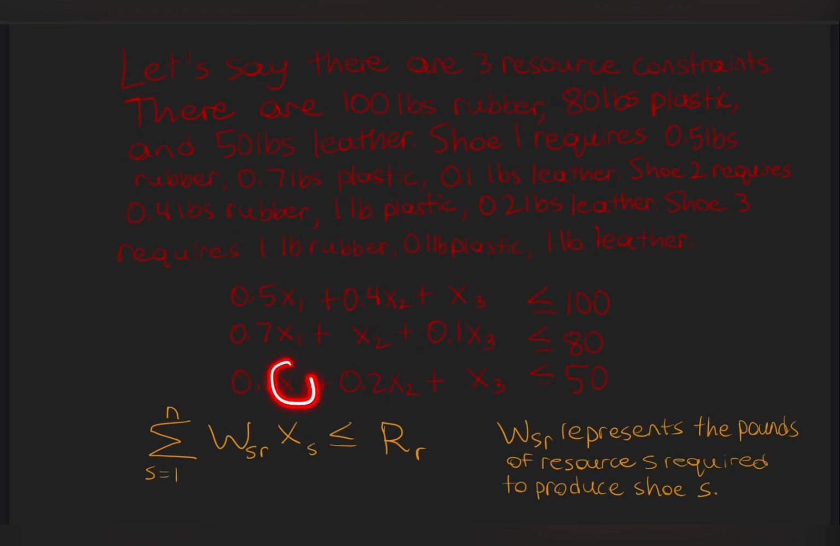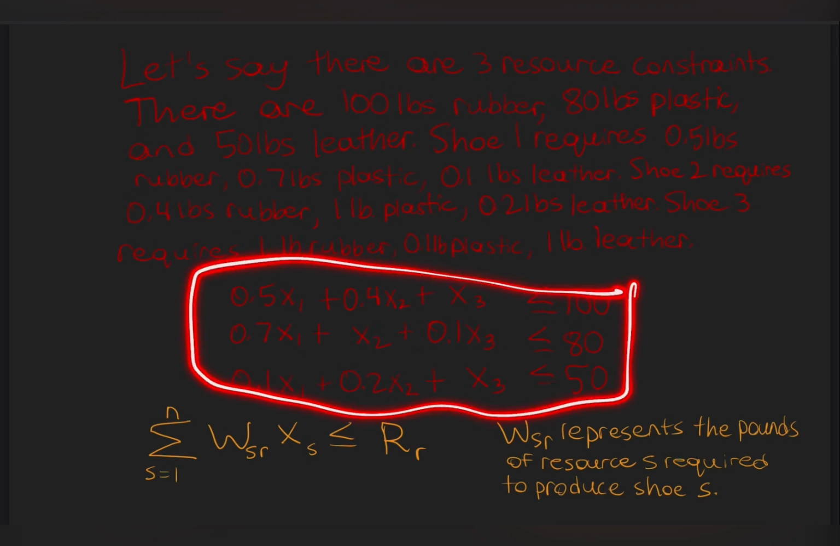So basically, however many combinations of X1, X2, and X3, however many types of shoes we sell, we multiply it according to how many pounds of leather each type of shoe uses. Once we add all of them up, it should be less than or equal to 50 because 50 is the only amount we have.